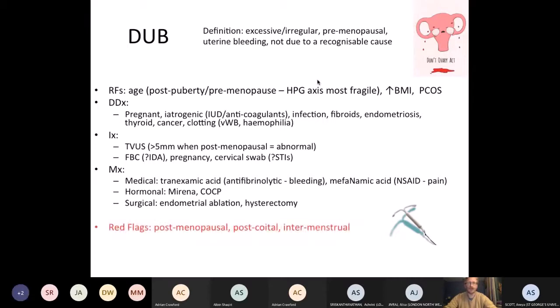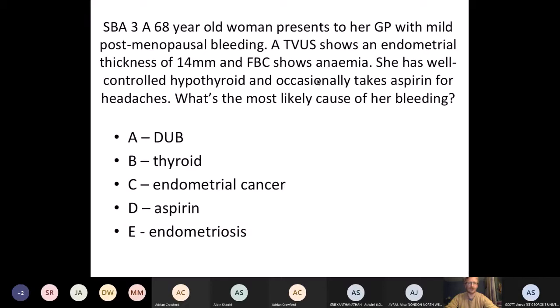And these are your red flags that make you think maybe this is cancer. So postmenopausal bleeding, postcoital bleeding, or intermenstrual bleeding. They're red flags. Okay, and then question 3 is quite a wordy one.